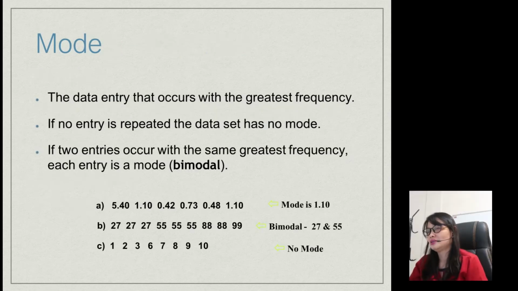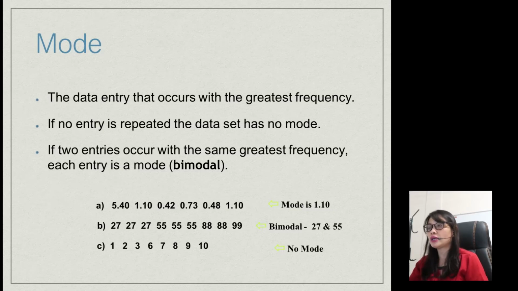What about mode? When we say mode, it is the data entry that occurs with the greatest frequency. If no entry is repeated, the data set has no mode. If two entries occur with the same greatest frequency, we call it bimodal. In letter A: 5.40, 1.10, 0.42, 0.73, 0.48, 1.10. What is your mode?